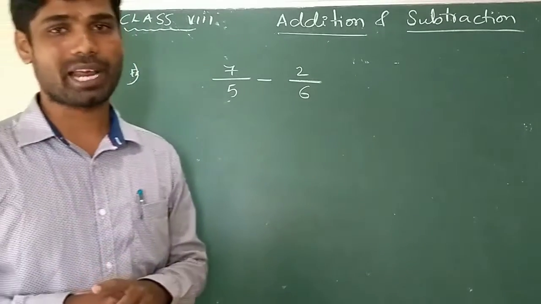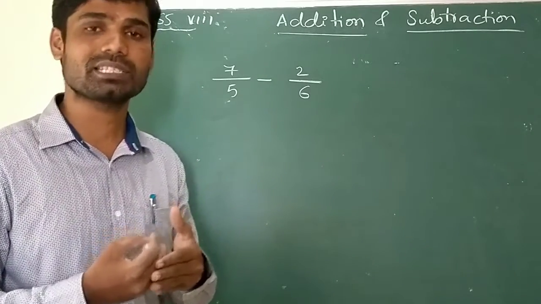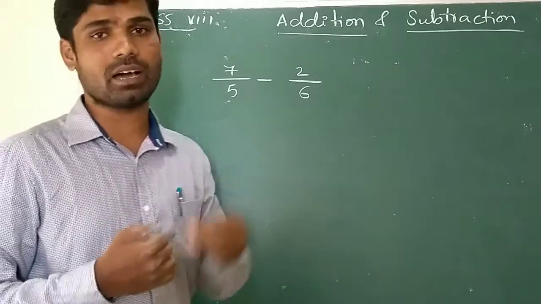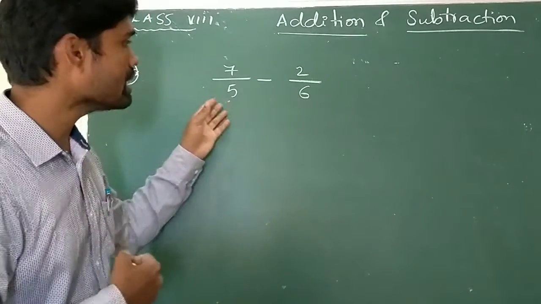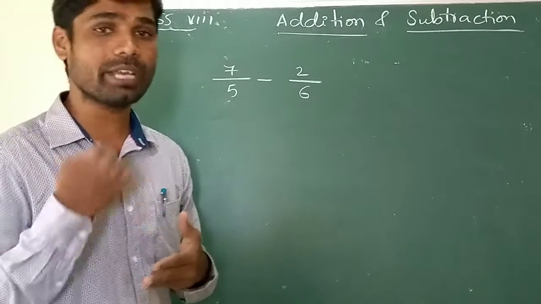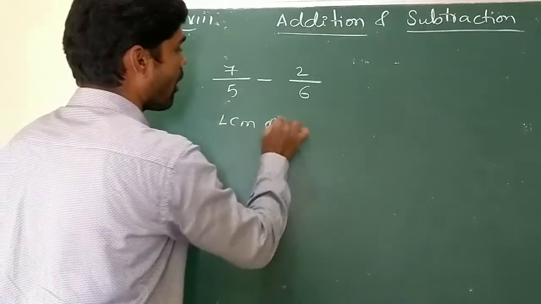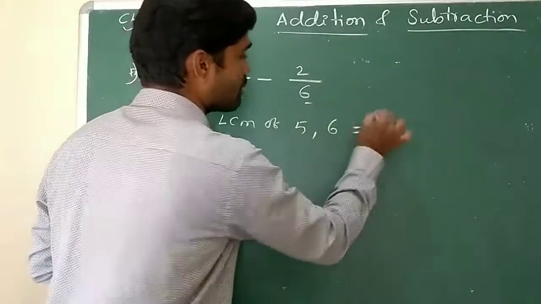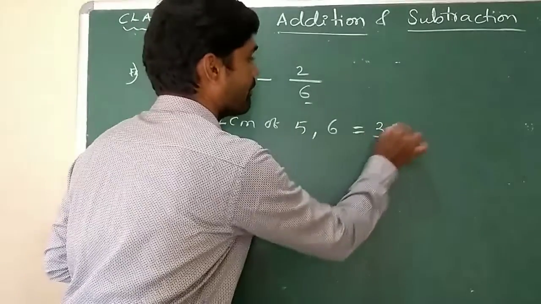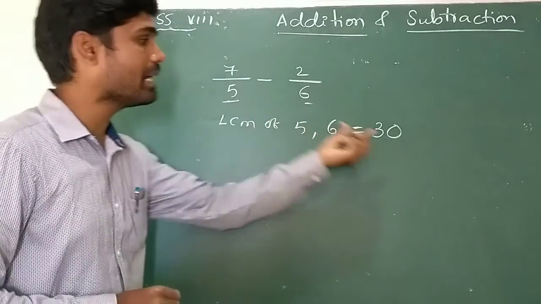Now observe subtraction. Addition, subtraction, comparing of fractions, and writing ascending and descending order should all be done based on like fractions. Now these are unlike fractions, so what to do? Let us convert them to like fractions. To convert, what do we require? LCM. What is the LCM of the denominators 5 and 6? 5 is a prime number, so 5 sixes are 30. So 30 is the LCM, and these two denominators will become 30.